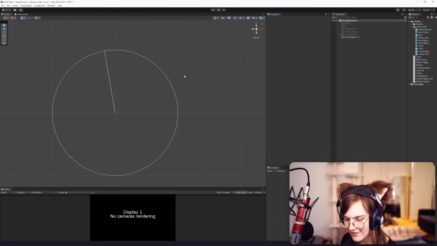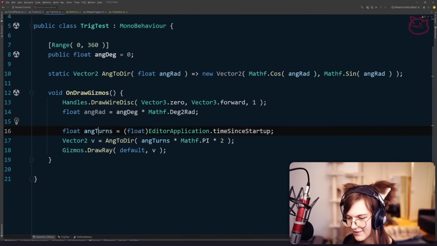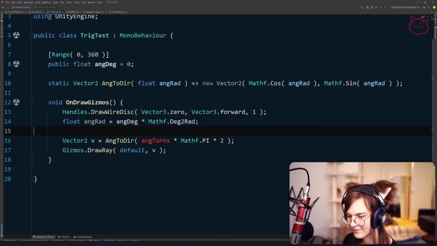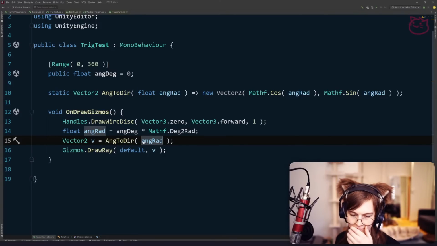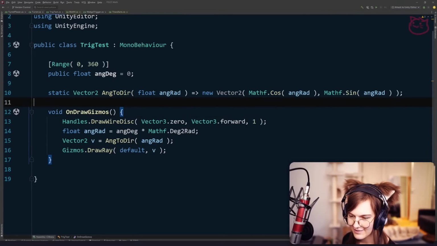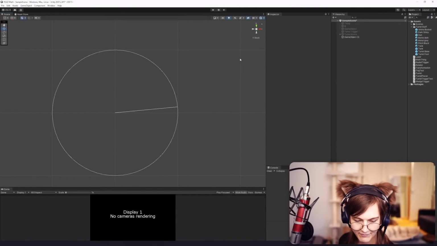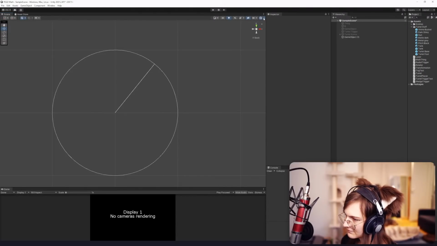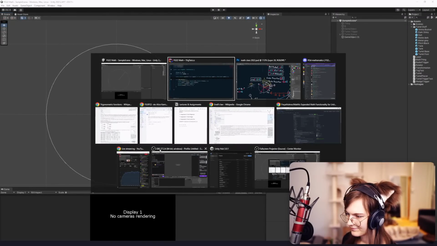Okay, Unity, you need to stop rotating. You're stressing me out. It's been ticking in the background this whole time. Yeah, jeez. Should turn off the live update, so we don't need that. Okay.